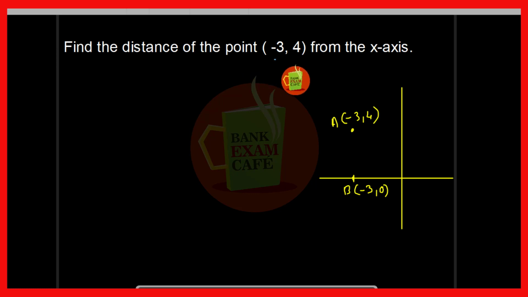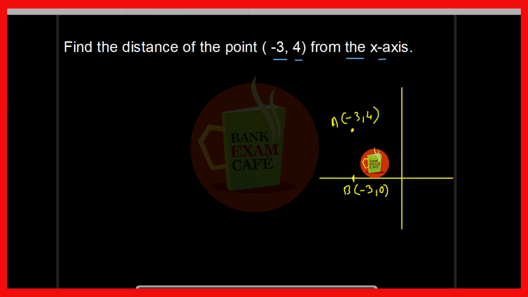Here, find the distance of the point (-3, 4) from the x-axis. There is a point whose coordinates are -3 and 4, and you have to find the distance of this point from the x-axis. Let this be the point A whose coordinates are -3 and 4, and you have to find the distance of this point A from the x-axis.